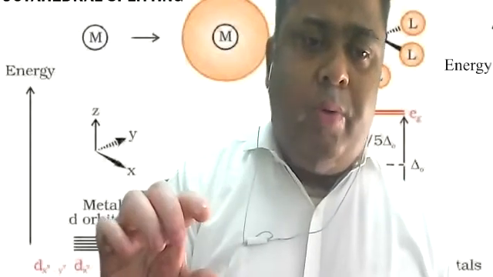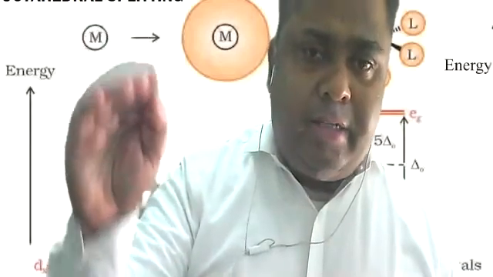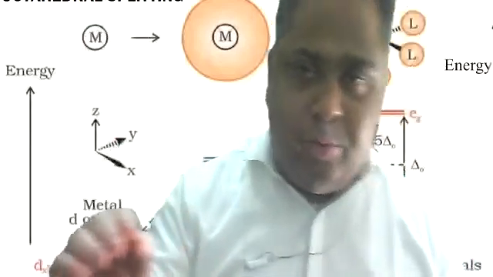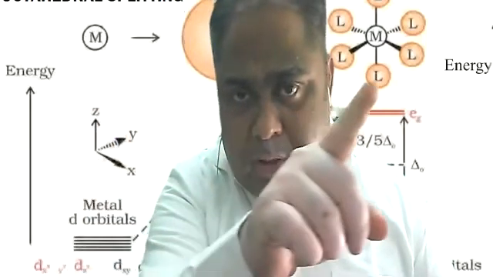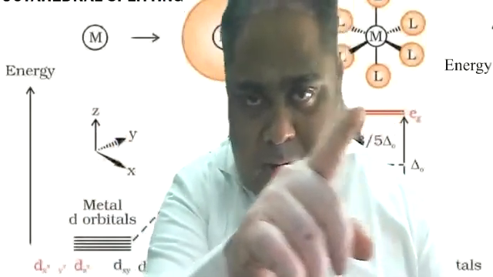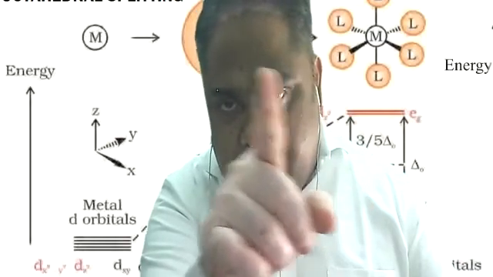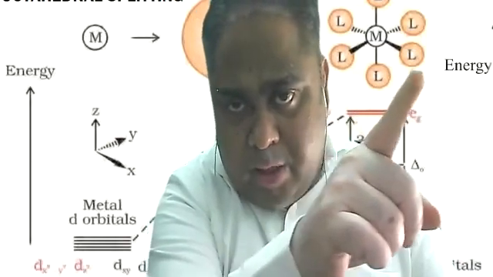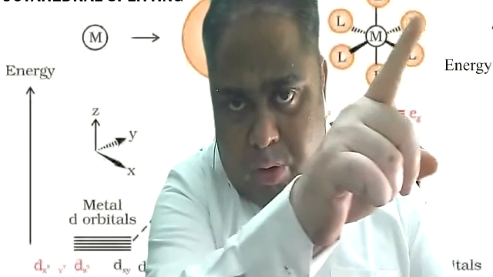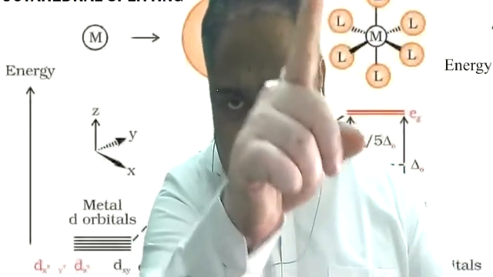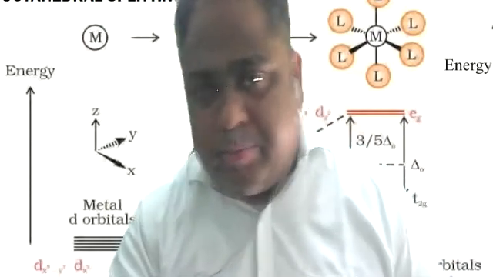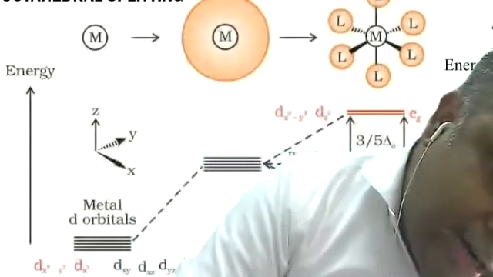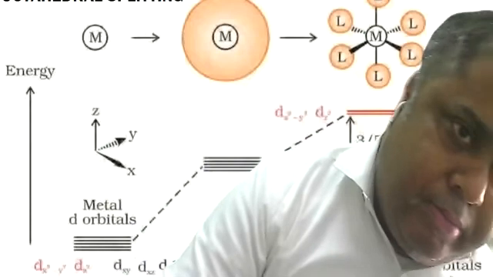But now, when any external ligand comes, there are some ligands out there. L1, L2, L3, L4, L5, and at the top L6 is also there. And if I move my head this side, you will find that the metal is also there.